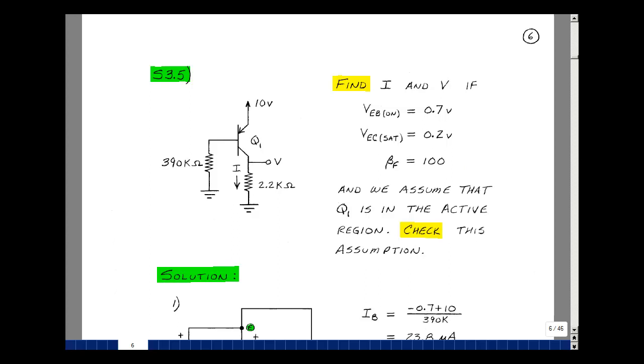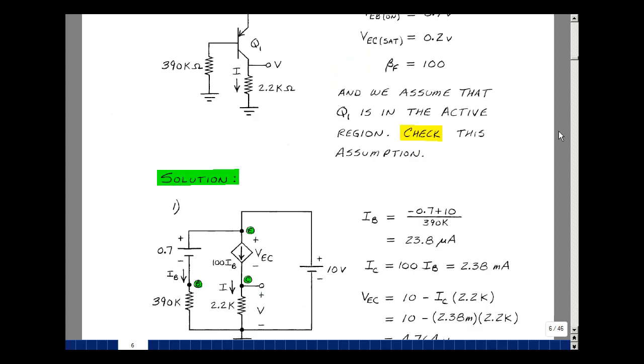I'd like you to assume that the transistor is in the active region, and then I'd like you to check that this is true. You can find the active region model in the Chapter 3 lecture notes on page 17. Let's draw our circuit with just one ground in it.